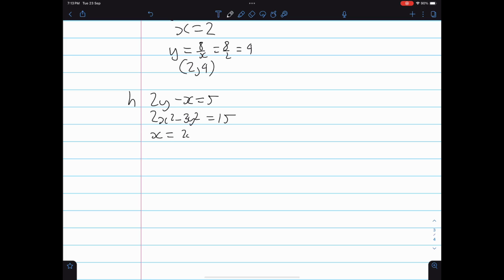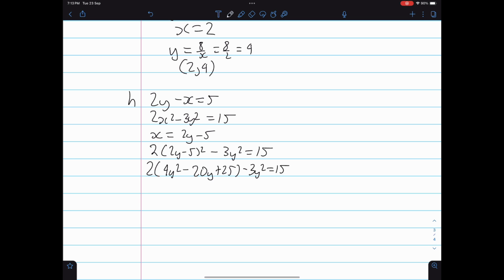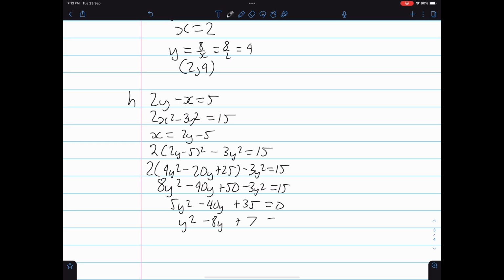x equals 2y minus 5. 2 multiplied by 2y minus 5 squared minus 3y squared will equal 15. So that's 2 multiplied by 4y squared minus 20y plus 25 minus 3y squared equals 15. That's 8y squared minus 40y plus 50 minus 3y squared equals 15. 5y squared minus 40y plus 35 equals 0. y squared minus 8y plus 7 equals 0.